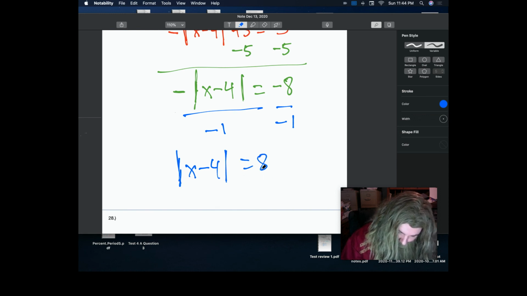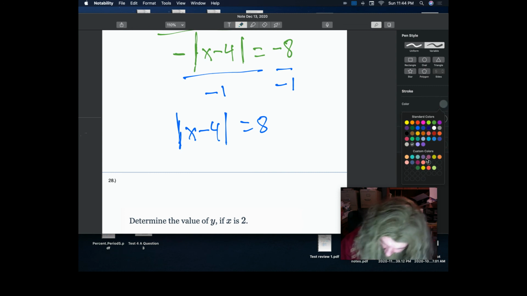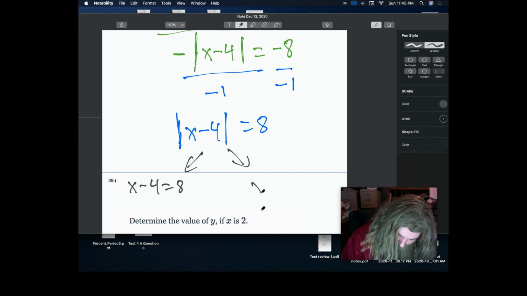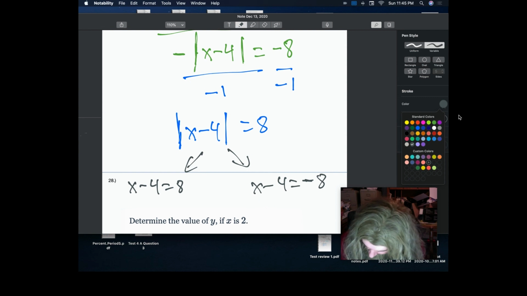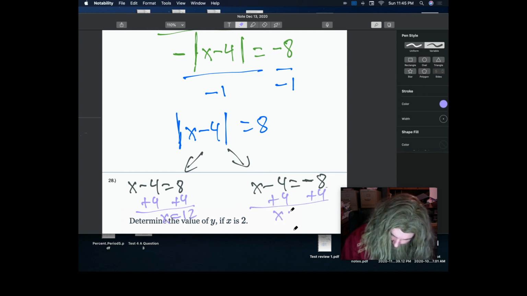is 8. And from here, we will branch this off into 2 worlds. One in which x minus 4 equals the 8. And another where x minus 4 is equal to -8. And we will solve both of these. And upon solving these, we arrive to x being 12 and x being -4. And these, my friends, are the solutions.